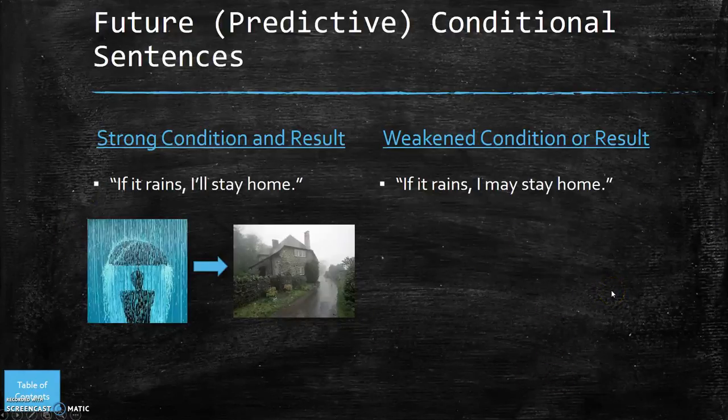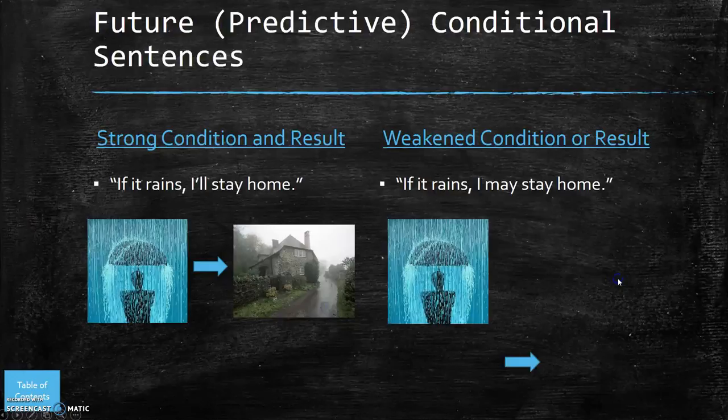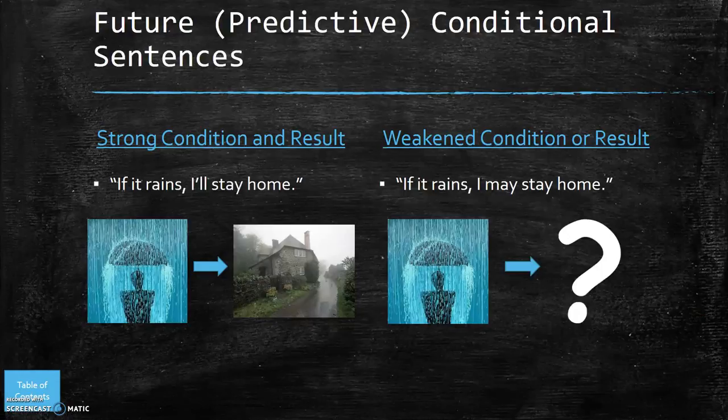Second type, weakened condition or result. We still don't know if it's going to rain or not because it's in the future, okay? So if it rains, I may stay home. So a little bit of a weakened result there, okay? So if it rains, we still don't know if it's going to rain or not. I may stay home or I may go out of the house. We're not sure, okay?